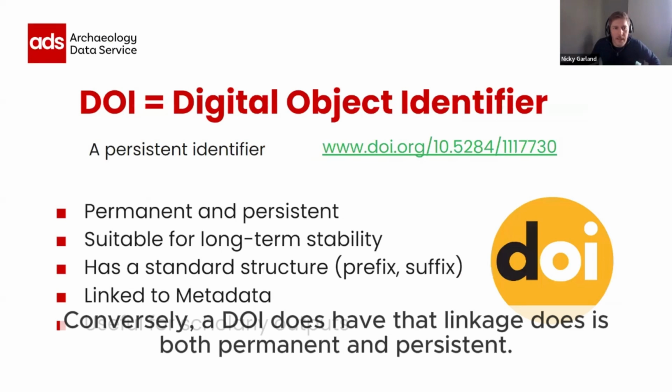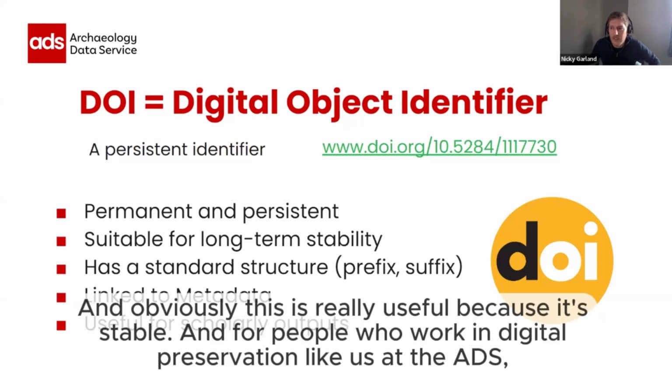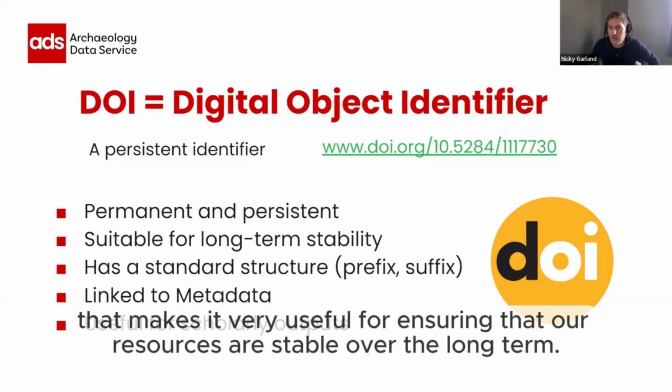Conversely, a DOI does have that linkage, and is both permanent and persistent. It will always direct you to the correct resource, whether that's been moved around on the internet or not. And obviously, this is really useful because it's stable. And for people who work in digital preservation, like us at the ADS, that makes it very useful for ensuring that our resources are stable over the long term.